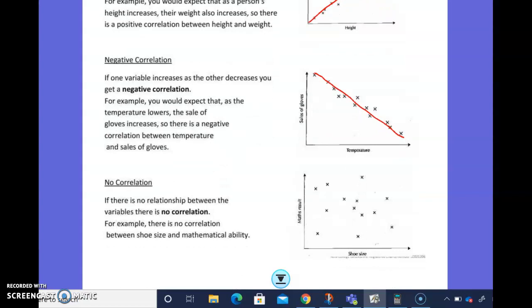The third one is no correlation, no straight line I could draw here, there's no pattern at all. If we look at the two things, we're talking about shoe size and maths result. It doesn't matter what size feet you have, it doesn't affect how you get on in a maths test. So for this one, there would be no correlation.